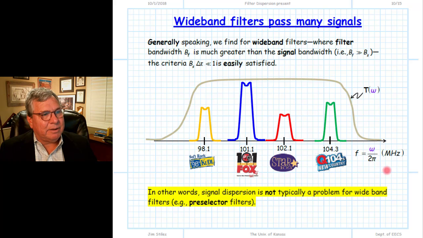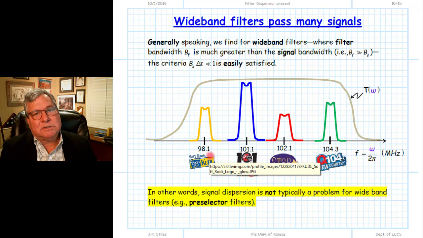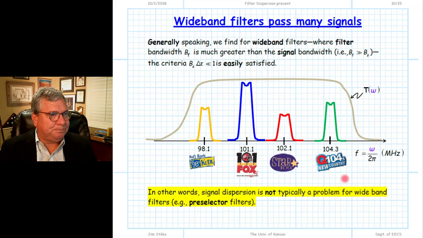So this is the kind of thing you might see in your FM radio. Again, this is the preselector filter right at the beginning, and it's going to pass through different radio stations, 98.1, 101.1, 102.1, 104.3. And notice that most FM radio stations have a number associated with them, and that number is their carrier frequency. That's the frequency of the sinusoid that they are modulating. And again, that gets assigned by the FCC, and they have to be very precise in how they use it.